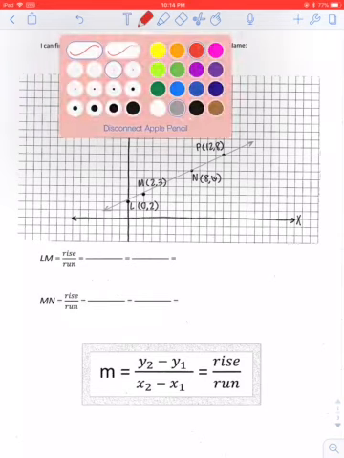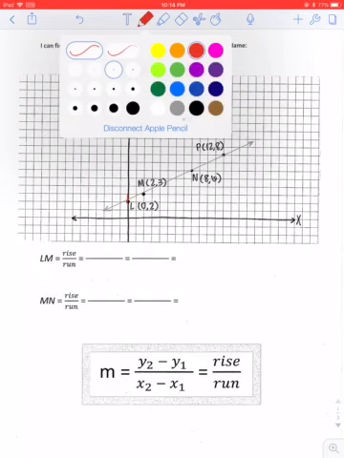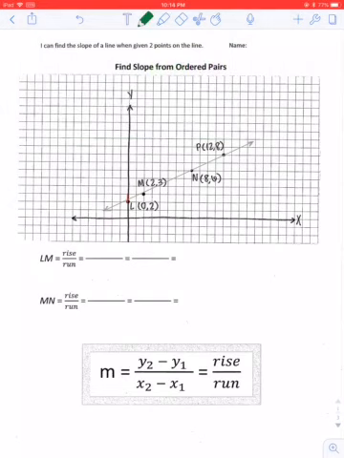So what we've done in the past is we would calculate the rise by just counting the number of steps up to get the rise, and then counting the number of steps over to get the run. And we would just use our grid lines to do that. But sometimes you'll just be given points, and you have to use those values to figure out the slope.